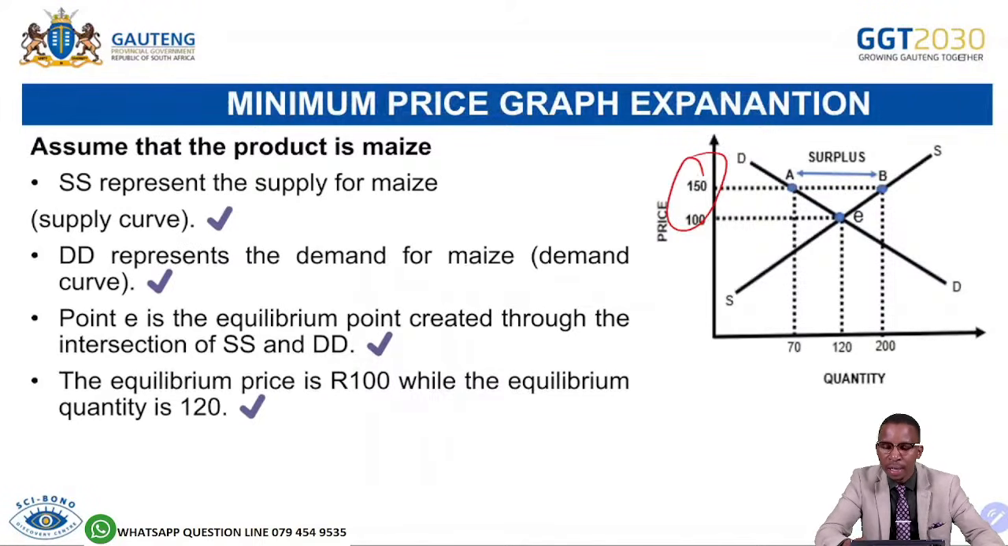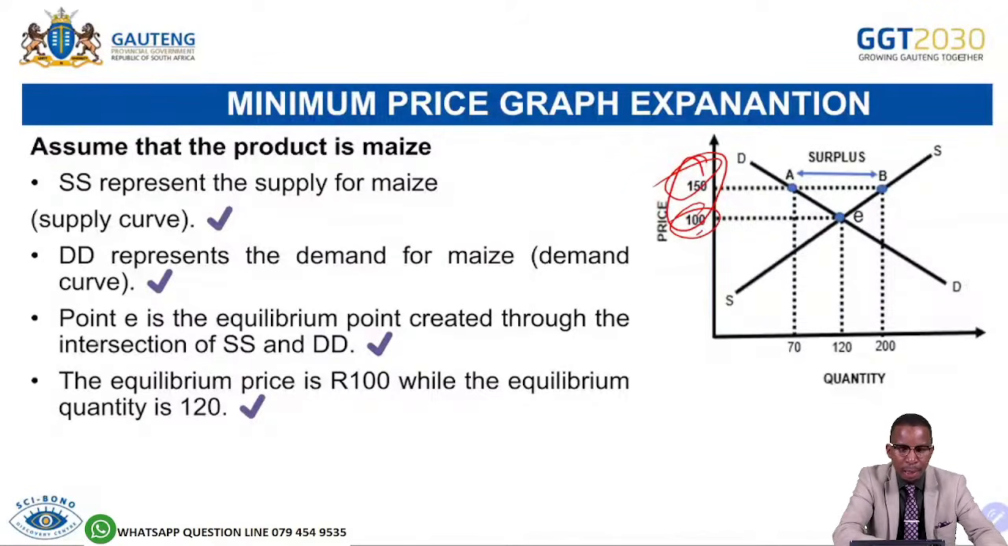Then you find that the product remains 100 rand to the consumer, and the product is mainly 150, but the consumer will pay 100 rand because of the subsidy given per unit. So D represents the demand curve for maize, and point E is the original equilibrium where there's intersection of SS and DD. The equilibrium price is 100, you can see, and then quantity is 120.